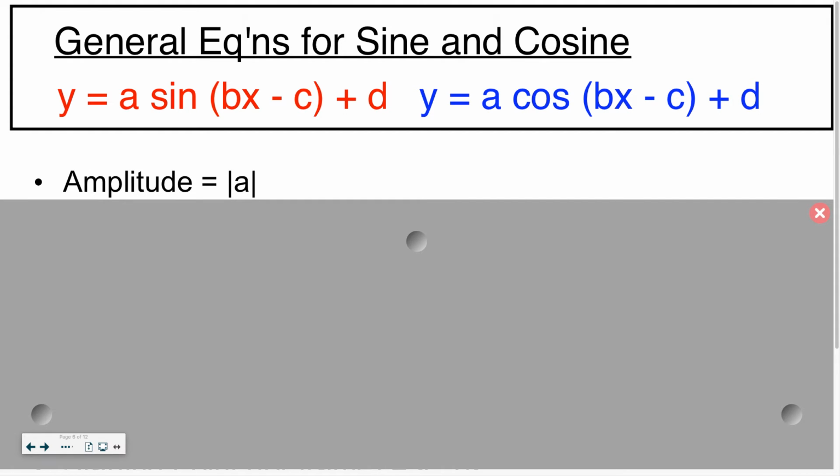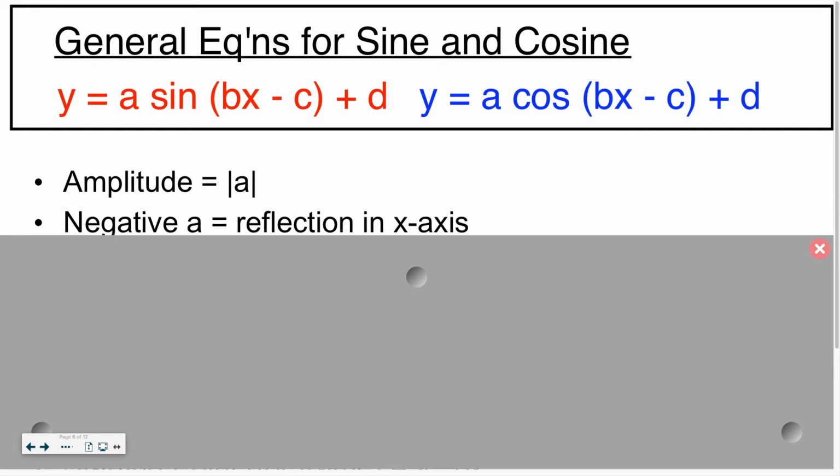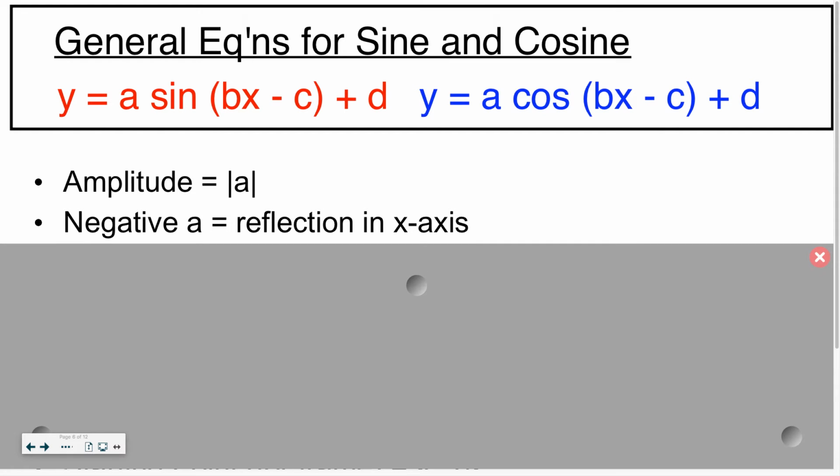If you're given an equation where there are some extra numbers, it's not just sine x or cosine x, then your amplitude is the absolute value of A. So make a note to yourself, if you want to write it out in words in your notes, you can: amplitude is always positive. Okay, it's a distance, so distance would be positive. We use absolute value. If you happen to have a negative A, that's possible, it's not going to affect your amplitude. Your amplitude would still be the absolute value of A, but it will reflect your graph.